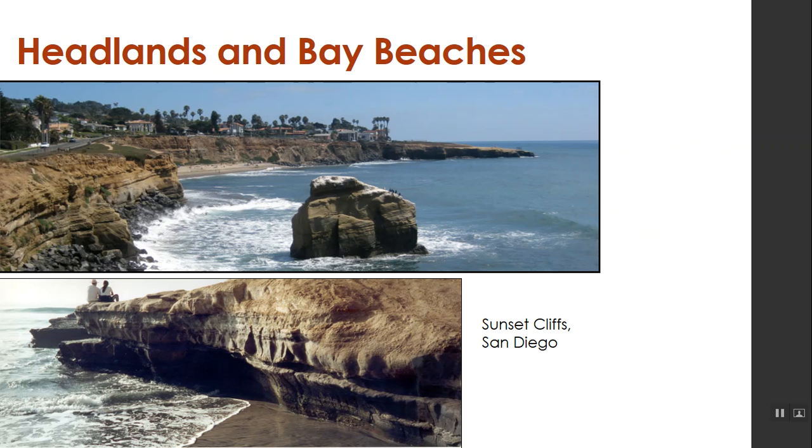So here's another example at Sunset Cliffs, which is a really great example. So here's your headland. Here is a former headland that's mostly eroded. You have this guy that's left, and here is your bay beach, right? And so here's another vantage point. Here's somebody sitting on one of those headlands, and you have a bay beach in here.